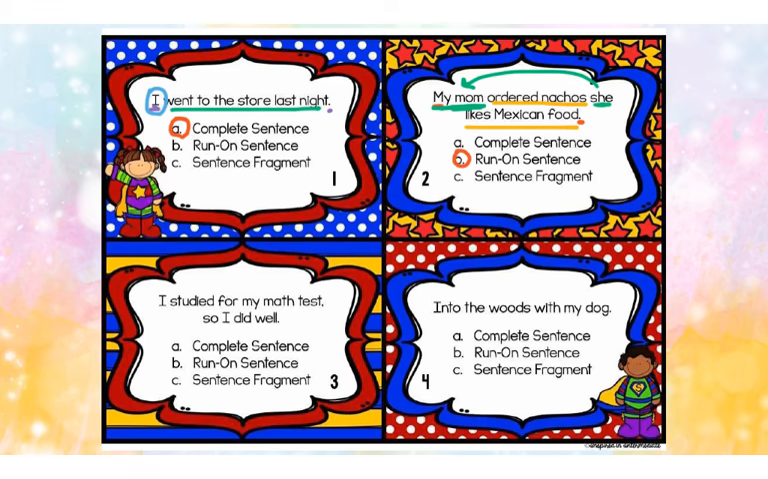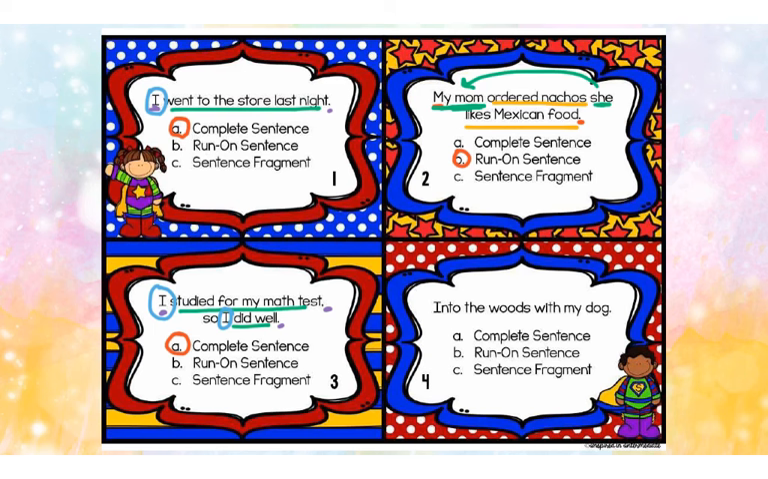Example number 3. This one is a little tricky. It says, I studied for my math test, so I did well. This little guy right here is actually called a comma. It links the 2 parts of the sentence. So we have a capital letter, and we have a period at the end, and we have a comma to link the 2. Do we have a subject? The subject is I. And then what am I doing? I studied for my math test. We know that I did well. So this is a complete sentence.